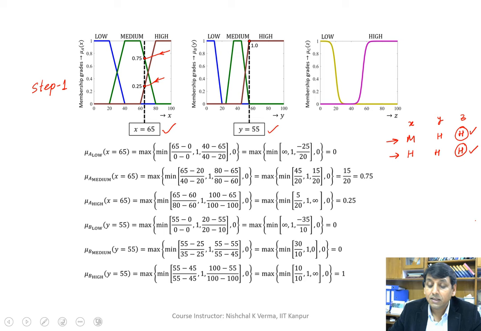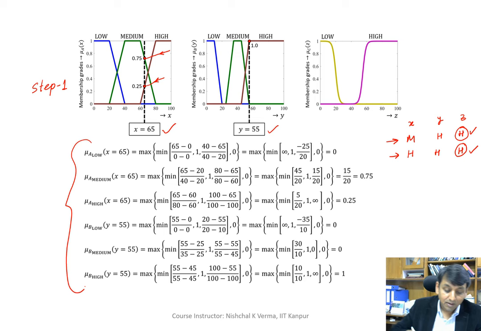And these are the computations that we do for getting the corresponding membership values, which are nothing but the intersection points here. For x equal to 65 here, for low, medium and high, and similarly for the other antecedent, the second antecedent here, y equal to 55, for low, medium and high. So this way we get the points of intersection.